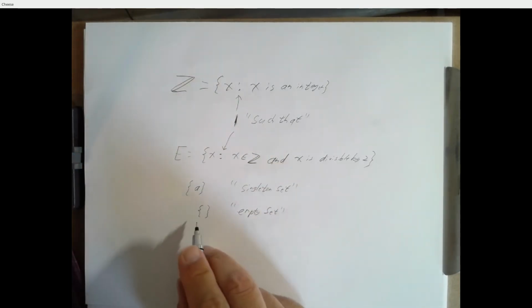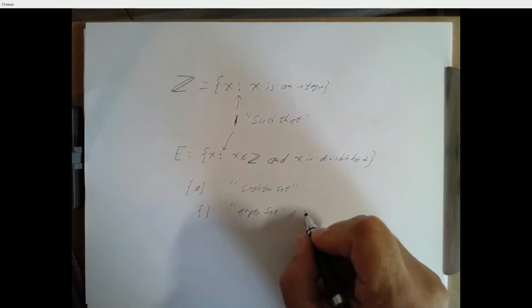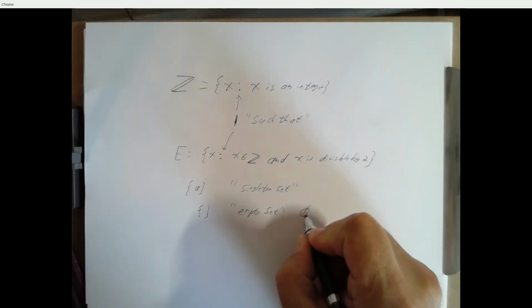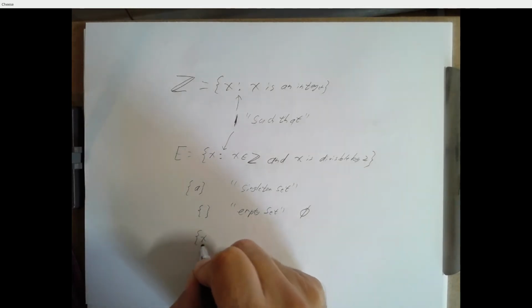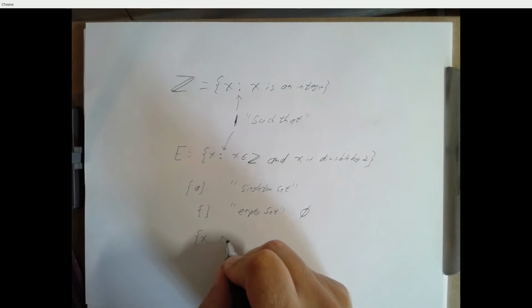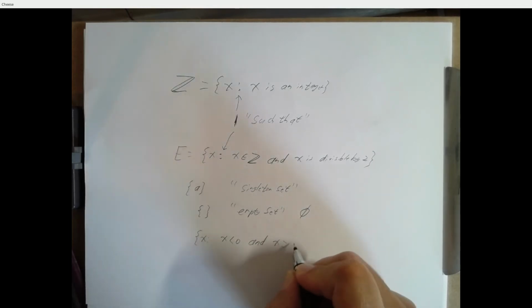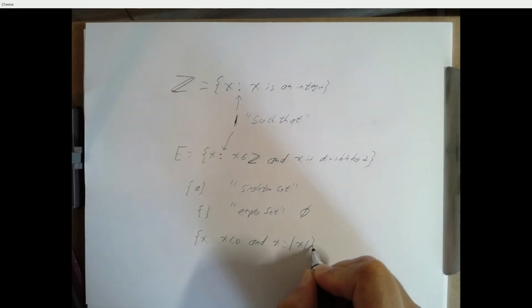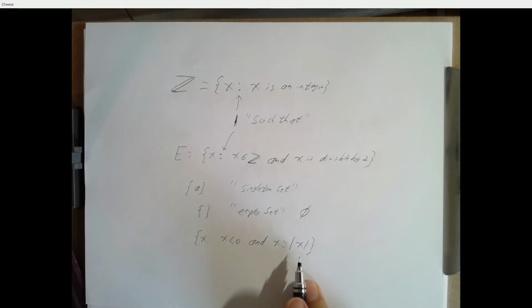And sometimes it's a little awkward to write these curly brackets with nothing inside. So we also use the symbol of a 0 with a slash through it to mean the empty set. And so we could define some sets that are empty. For example, the set of all x, such that x is less than 0 and x is equal to the absolute value of x. So we're looking for negative numbers that are equal to their absolute value.